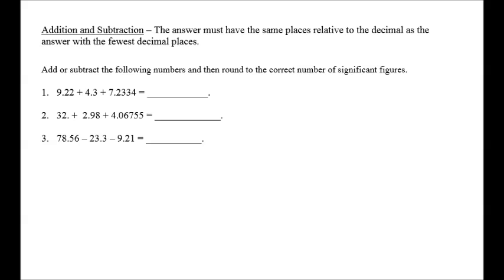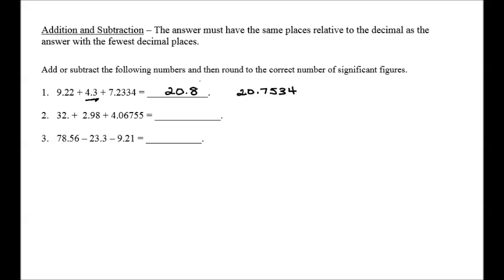When we add or subtract numbers, it's a different rule. In this case, the answer must have the same places as the number with the fewest decimal places. When you finish adding number 1, you get 20.7534. Because 4.3 only goes to the tenths place, your answer can only go to the tenths place. That's a different rule than multiplying and dividing. So the final answer will be 20.8.